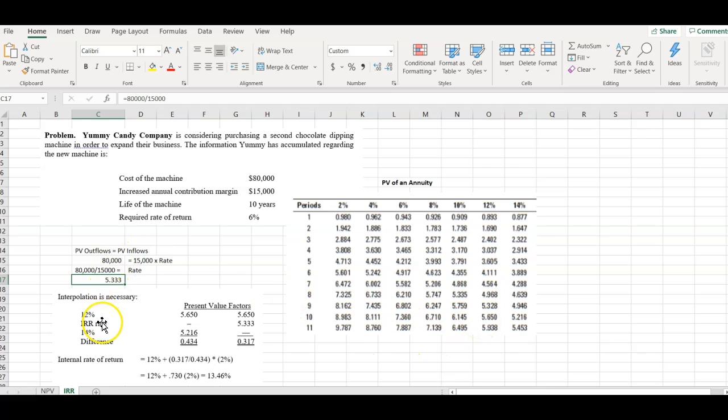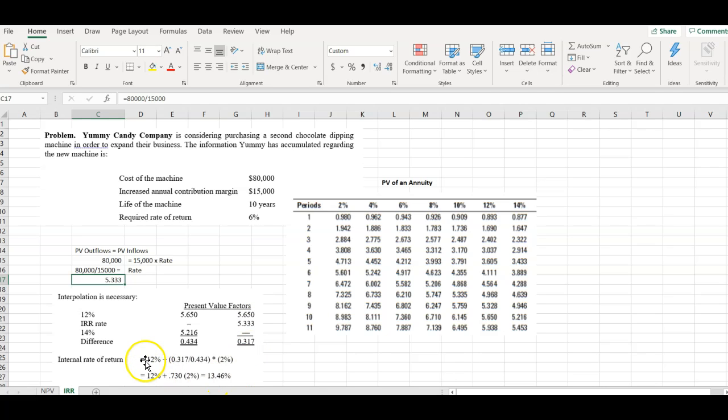So here are the present value factors. For 12%, it's 5.650. There's 12% on one side, and the internal rate of return factor is 5.33. That's where we need to be. And here's 14%, where the factor is 4.216. So the difference between these two is 0.434, and the difference between the 12% factor and the IRR factor is 0.317.